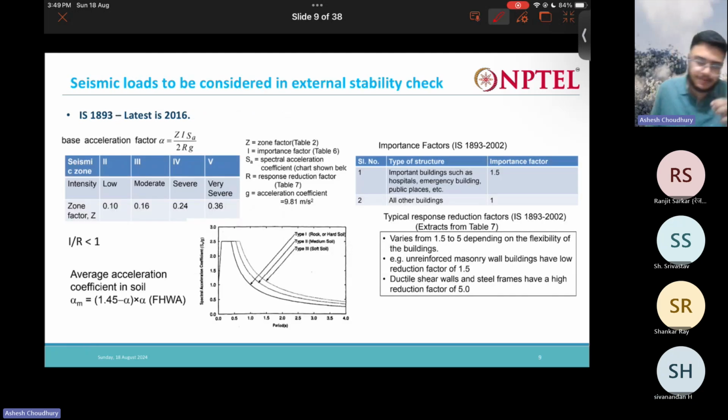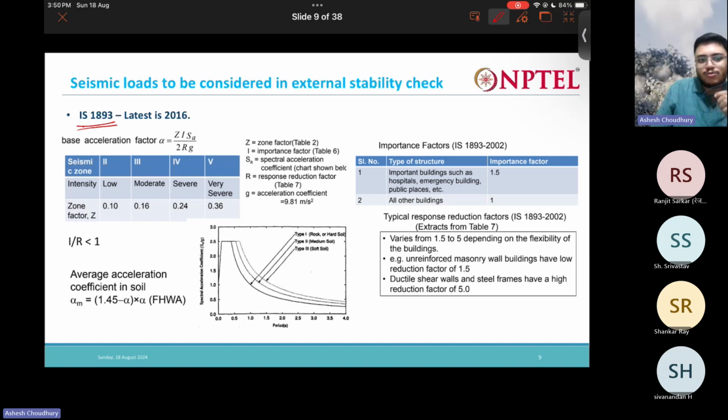Now we have the seismic load. How to consider seismic loads, you already know. All of us have done our building designs in our BTech courses, the design of reinforced concrete buildings, right? There we have considered these seismic loads, and for that we use our one and only IS 1893, the latest of which is 2016. That code we actually used.